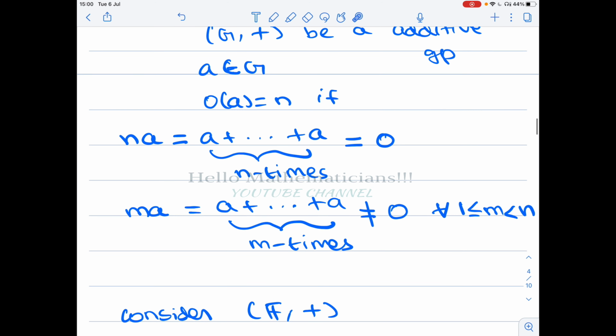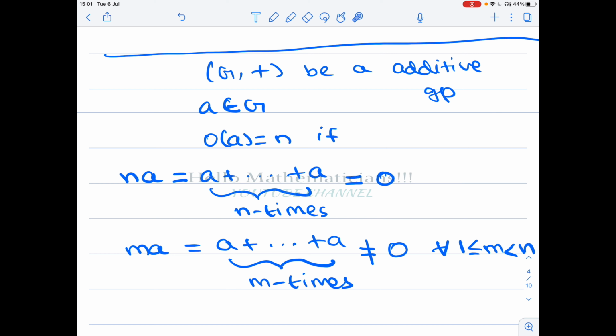It's the same definition we rewrite in an additive group. So you take A belongs to G, we say that the order of A equals N if you add A with itself N times. Now the operation is plus, so you apply the operation plus. A added with A itself N times means that it is just NA. A plus A is 2A, A plus A plus A is 3A, so if it is N times you get NA. So the order of A equals N if A added with itself N times gives you the identity element, that is 0.